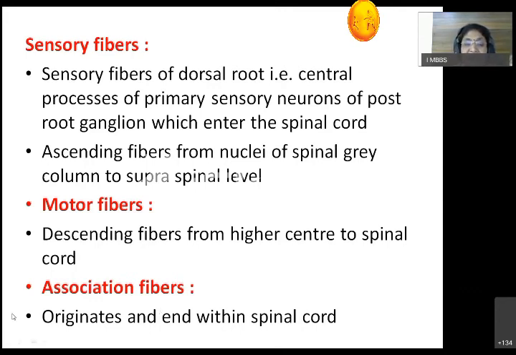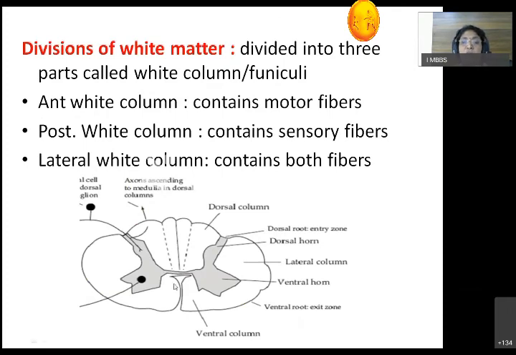So they are just like interneurons. There are three types of fibers: sensory fibers, motor fibers, and association fibers in the white column of the spinal cord. Now this white column of the spinal cord is divided into three groups: anterior group, posterior group, and lateral group.